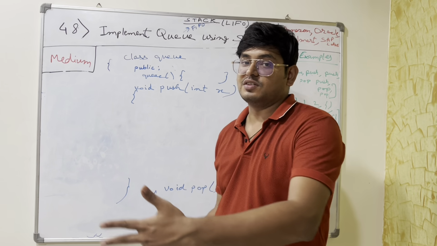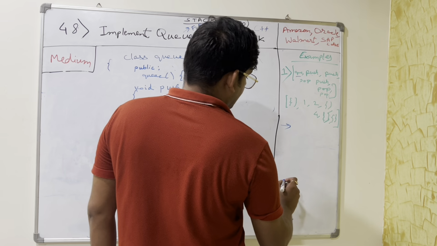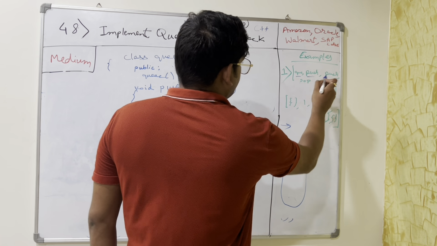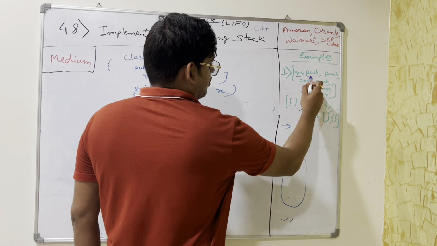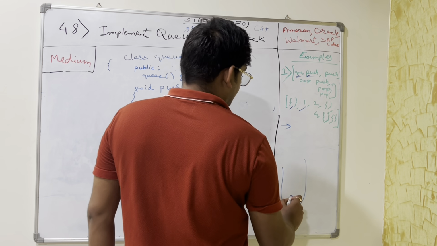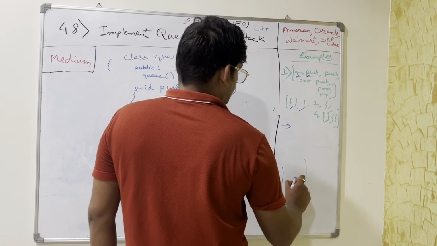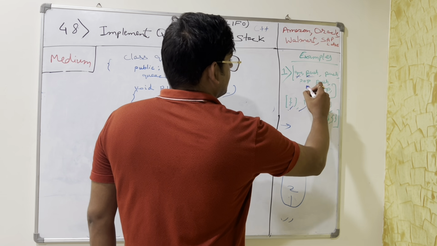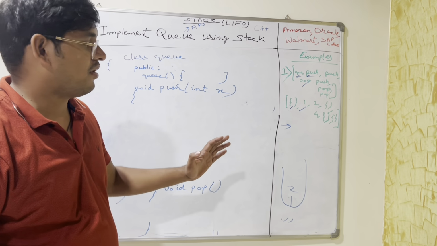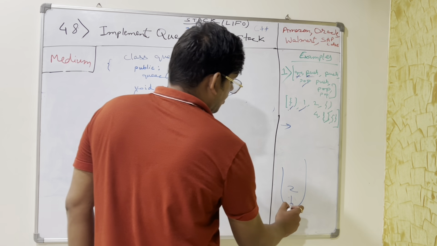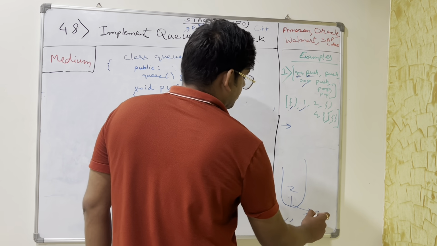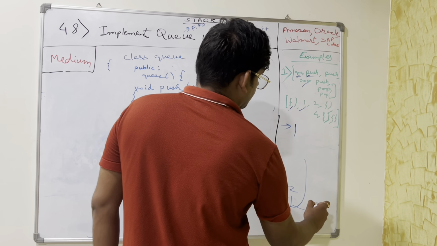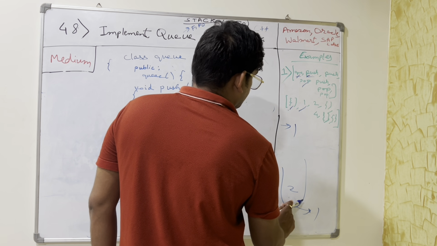Let's understand queue using this example. Here we have this queue class. When we push an element to the queue, this order is maintained. So 1 is pushed, then 2 is pushed, then pop. Now when we pop out from a queue structure, we will pop out the element which we have inserted first. So 1 will come out. 1 will be removed.